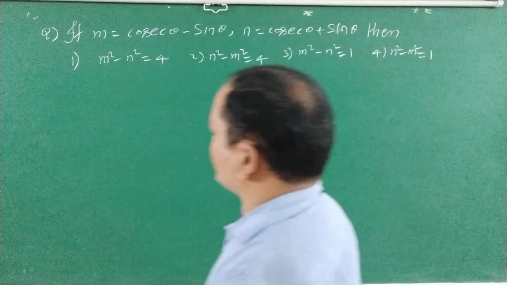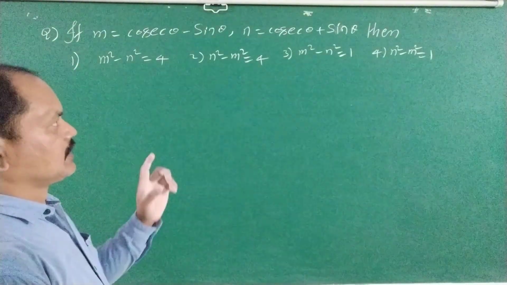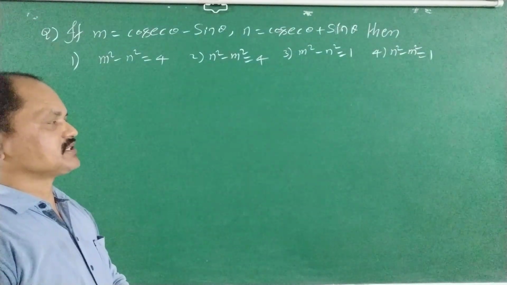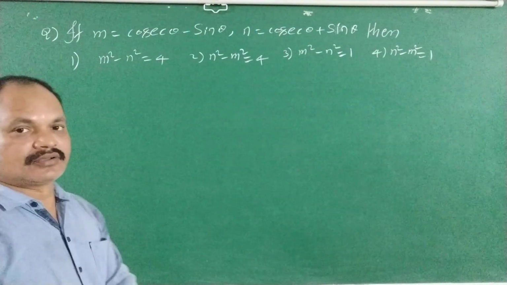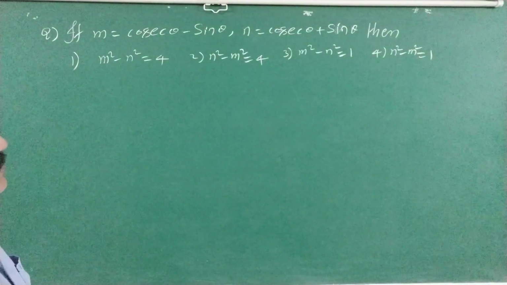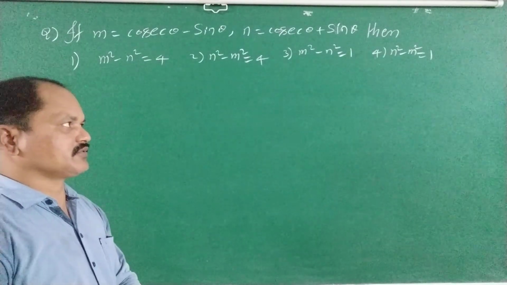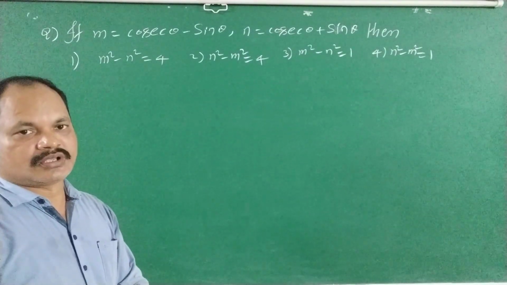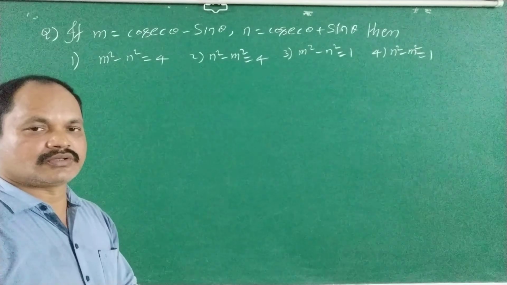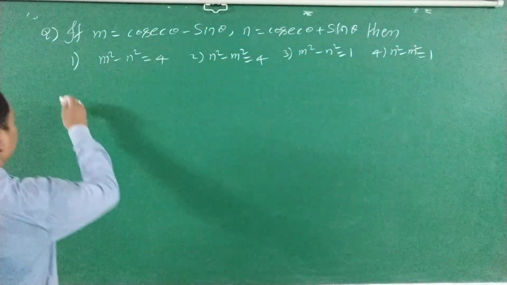Now we are going to one more question. If m is equal to cosecant theta minus sin theta and n is equal to cosecant theta plus sin theta, then first option m square minus n square is equal to 4, second option n square minus m square is equal to 4, third option m square minus n square is equal to 1, and fourth option n square minus m square is equal to 1. So this is also the concept of eliminating theta. That's why we have to solve this question.